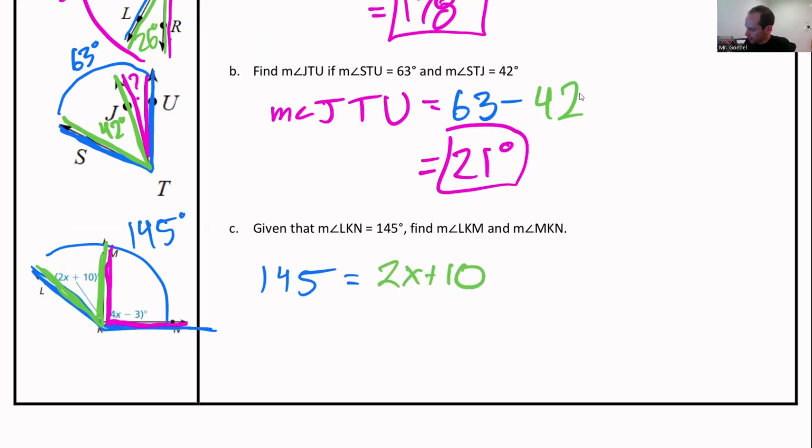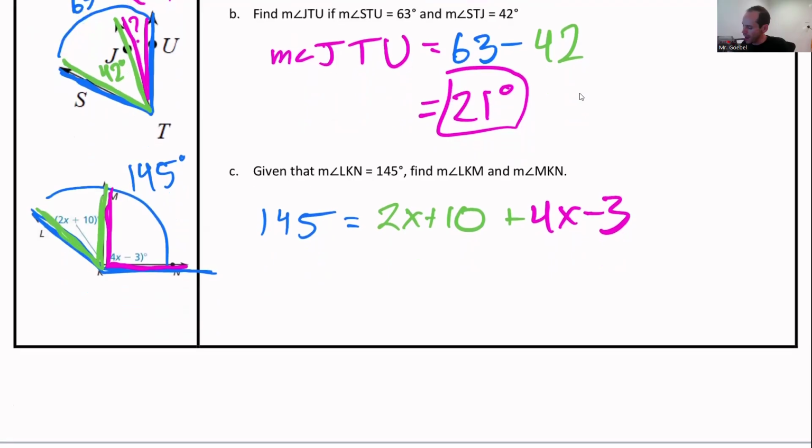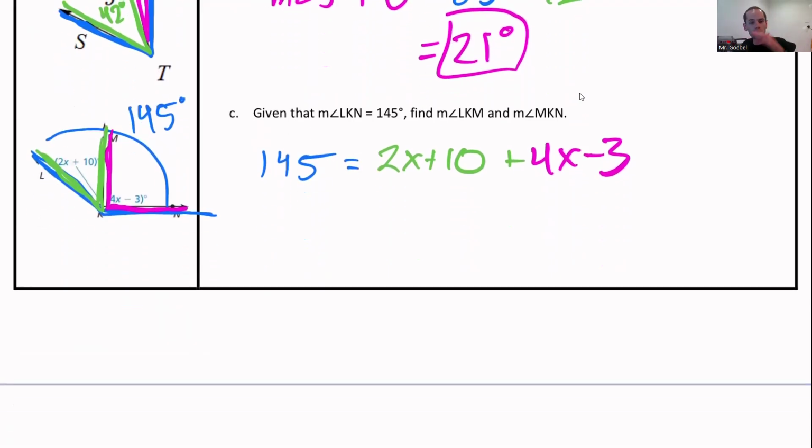So the whole thing, 145, equals the two smaller pieces added together: 2x plus 10 plus 4x minus 3. If you can get this far, the rest of this is now algebra. We're going to combine some like terms, solve for x. Sound good? So 145, that's 145.